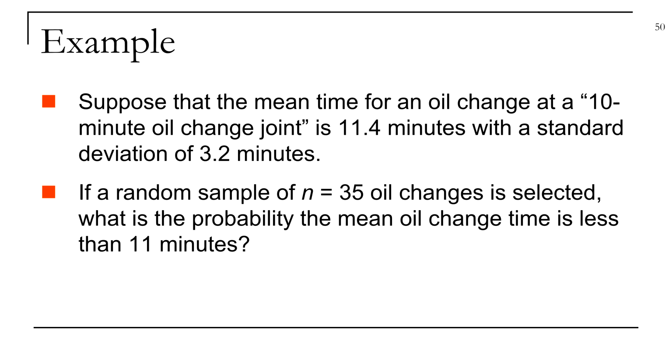Here's the classic type of CLT problem. Suppose the mean time for an oil change at a 10-minute oil change is 11.4 minutes. They're giving you mu there, with a standard deviation of 3.2 minutes. They're giving you population quantities. If a random sample of 35, now it's over 30, so CLT kicks in, what's the probability that the mean oil change time is less than 11 minutes? So we're looking for the probability of X bar being less than 11.